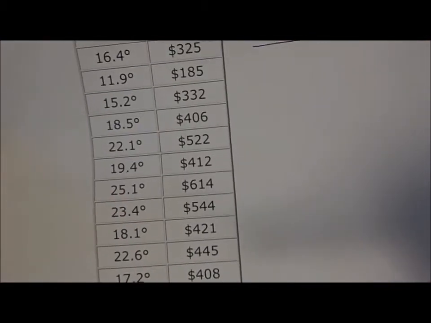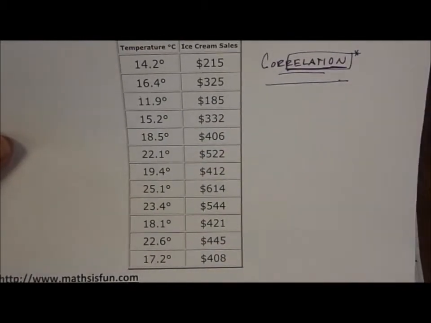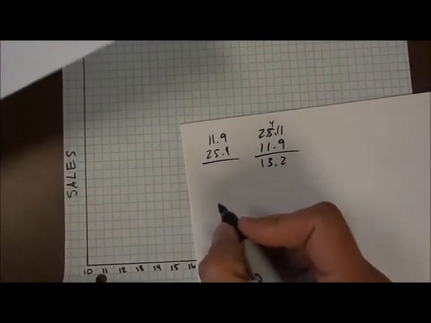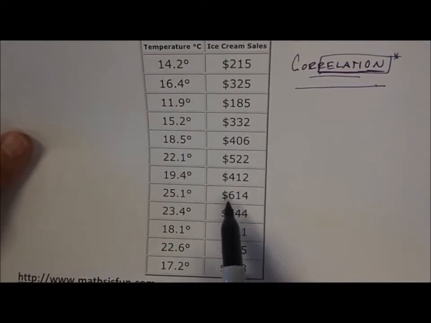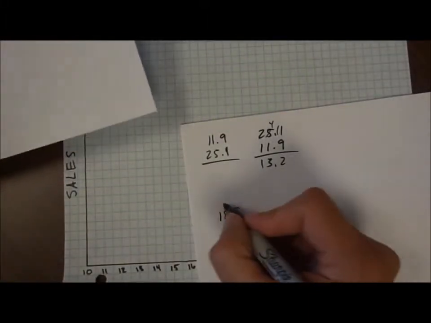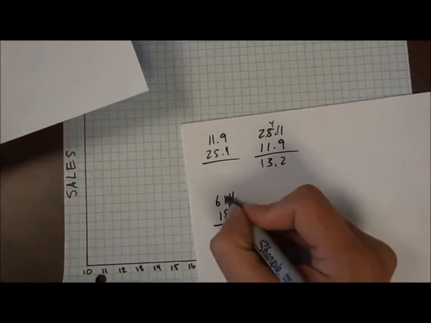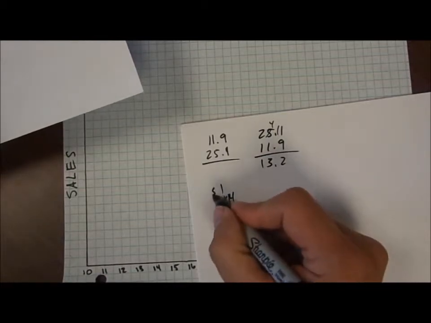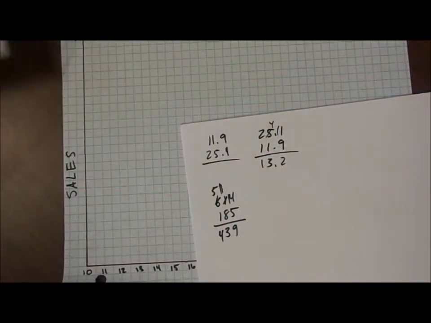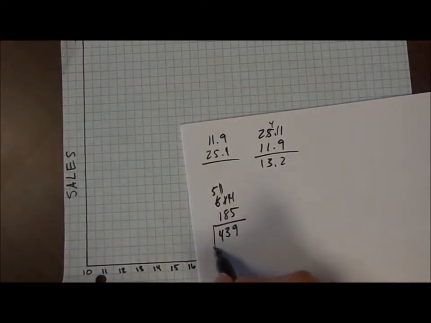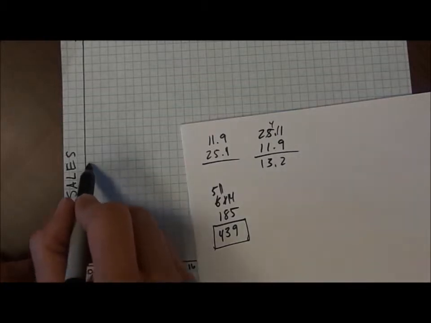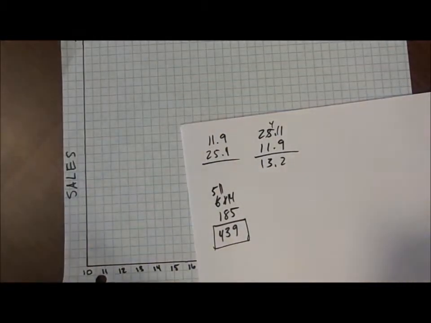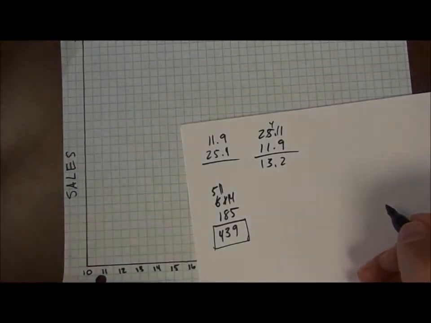The next data set we're looking at is these ice cream sales. And if we look at that, let's see, our lowest number is 185. Our highest number is 614. Wow, that's a huge range of ice cream sales. And our range is 439. So I somehow have to divide 439 into chunks. And I have 1, 2, 3, 4, 5, 7, we'll call it 28 sections.